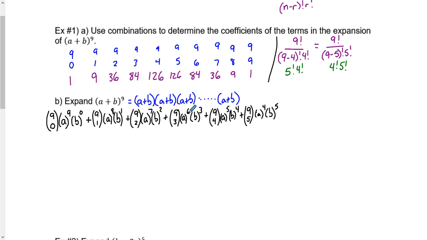Again, noticing at the same time that the sum of these exponents is going to be 9. 4 plus 5 is 9, 6 plus 3 is 9, 7 plus 2 is 9.